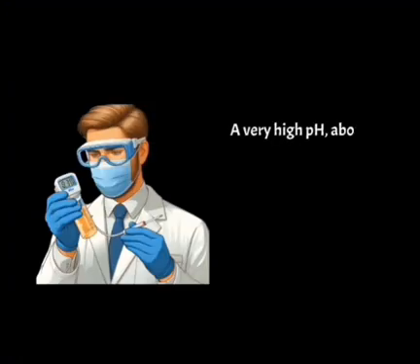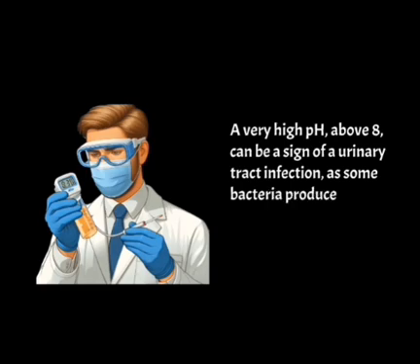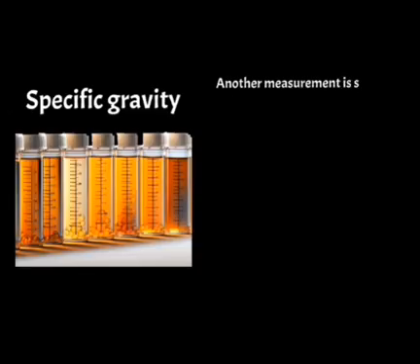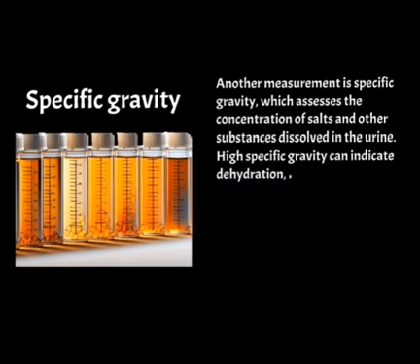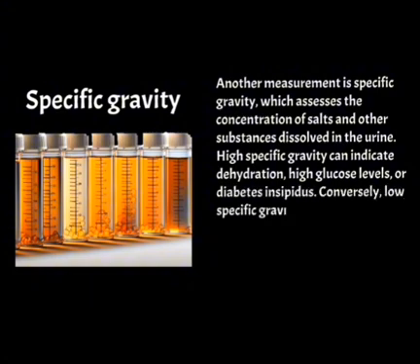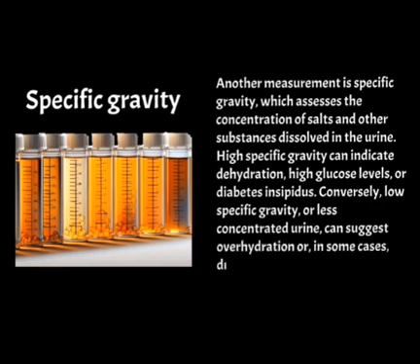A very high pH, above 8, can be a sign of a urinary tract infection, as some bacteria produce urease, making the urine alkaline. Another measurement is specific gravity, which assesses the concentration of salts and other substances dissolved in the urine. High specific gravity can indicate dehydration, high glucose levels, or diabetes insipidus. Conversely, low specific gravity or less concentrated urine can suggest overhydration or, in some cases, diabetes insipidus if the person drinks excessive amounts of water.